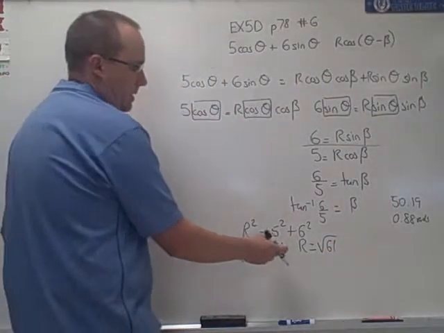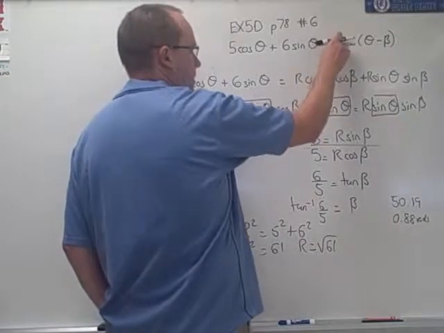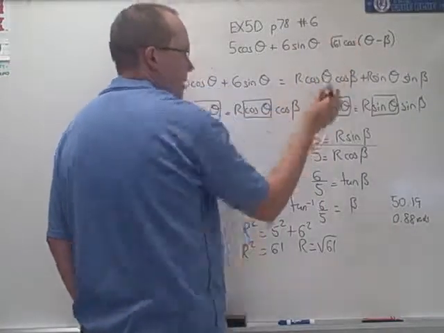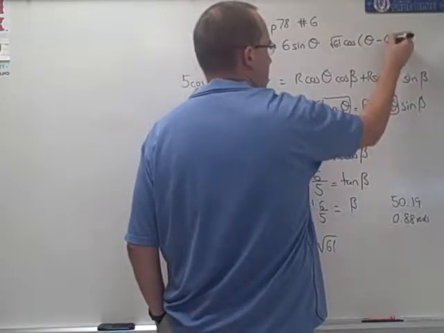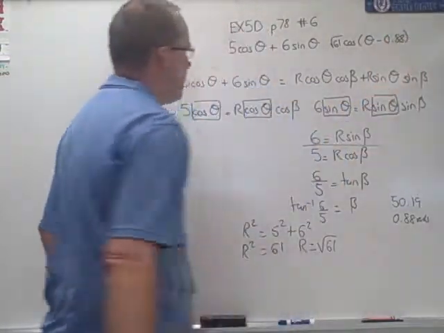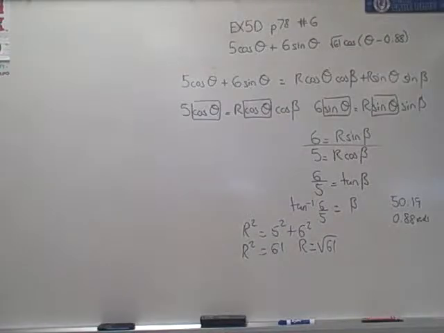And now we can go back and answer the first part of the question here. So r is radical 61, and our value here is approximately 0.88. Now we can go ahead and answer part A.